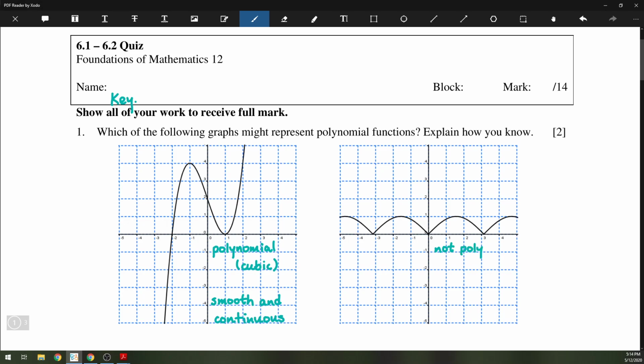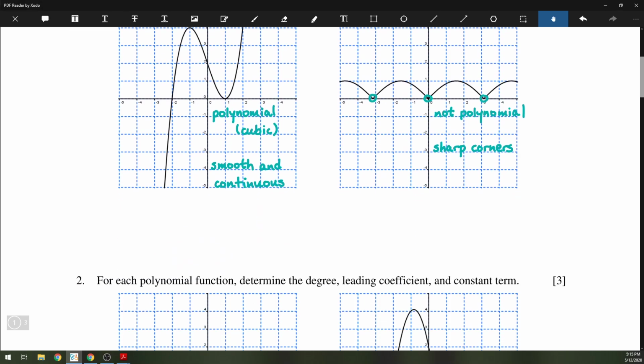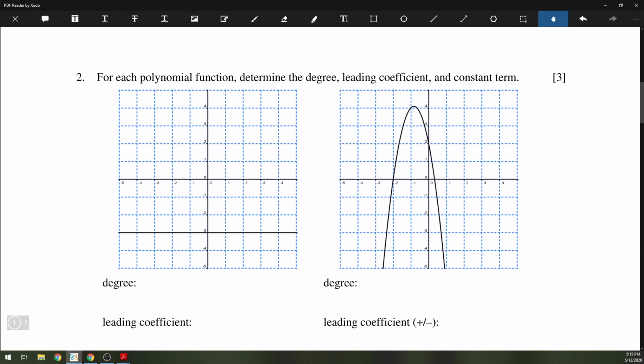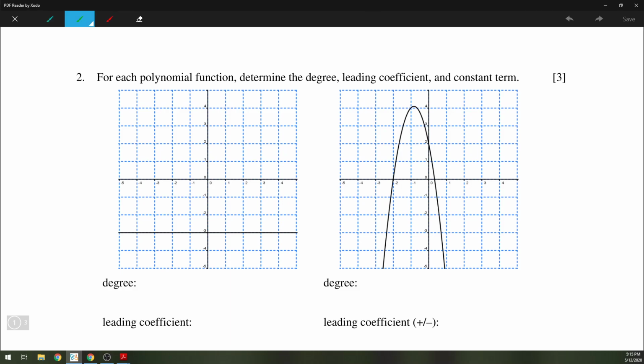And the reason why is because even though it is continuous, it has sharp corners at negative pi, 0, and then here pi. And what that means is that it has sharp corners, so it's not a polynomial. Okay, and that's it. So next up, we are going to look at the most important features of polynomial functions that we talked about in class.